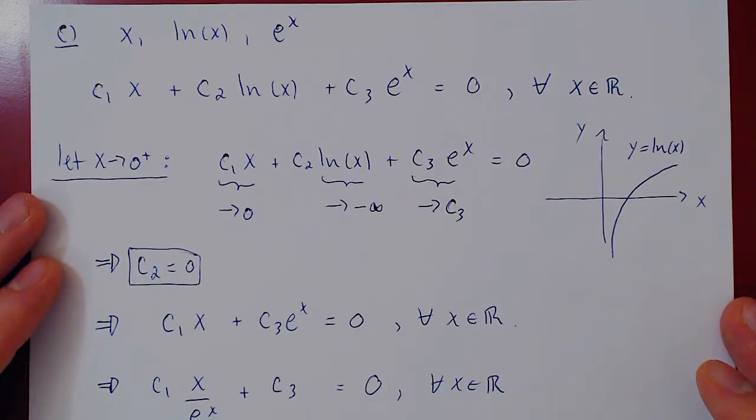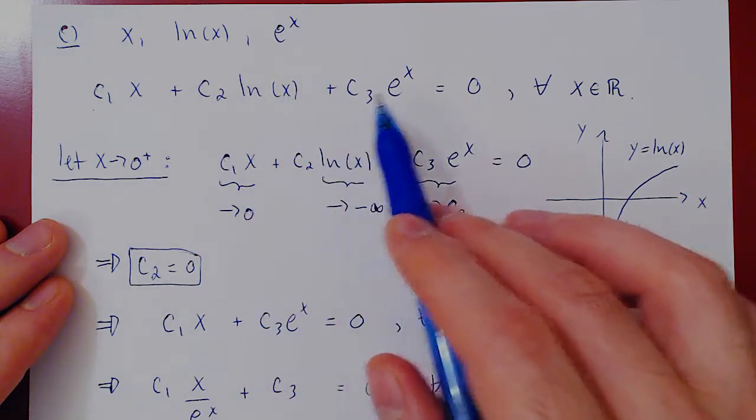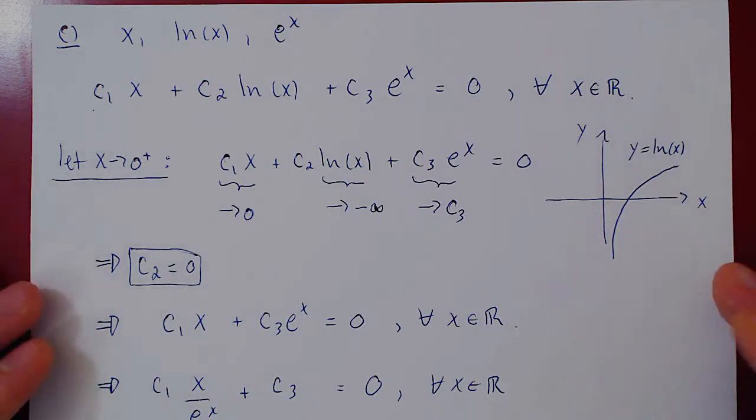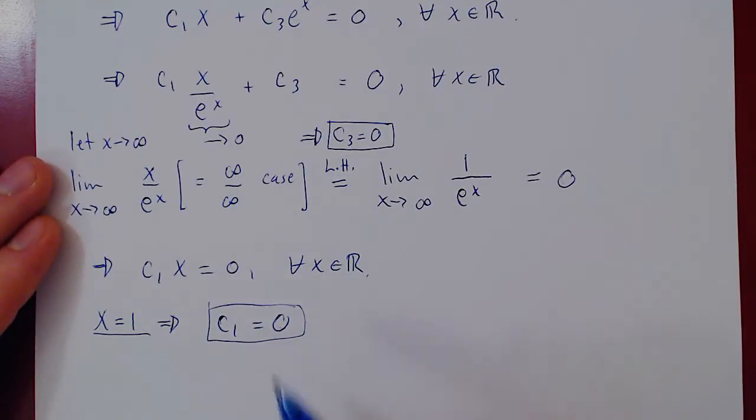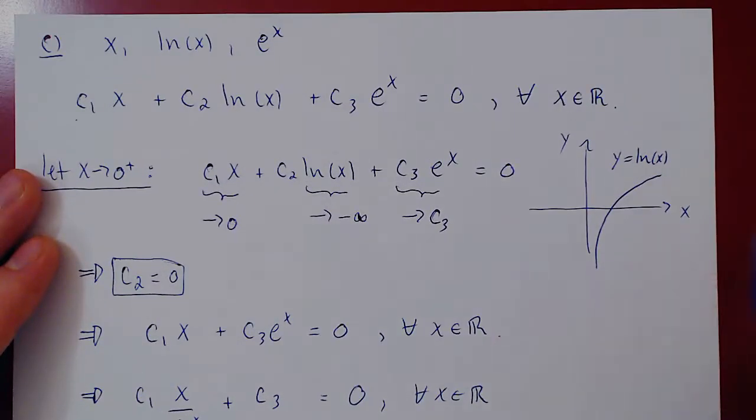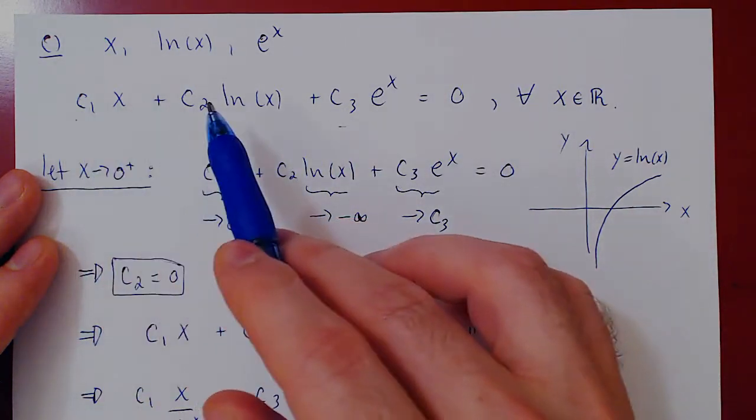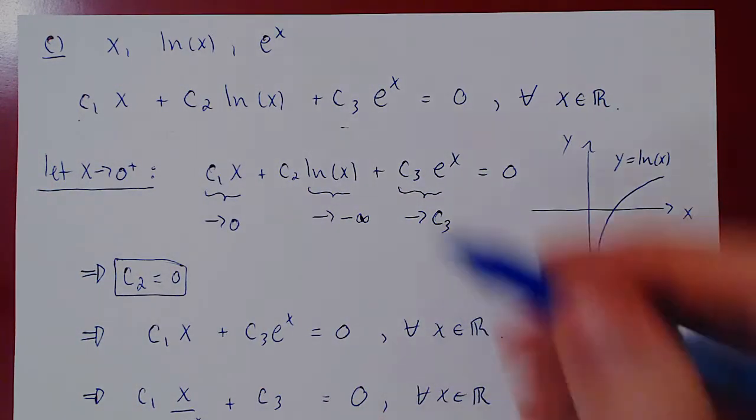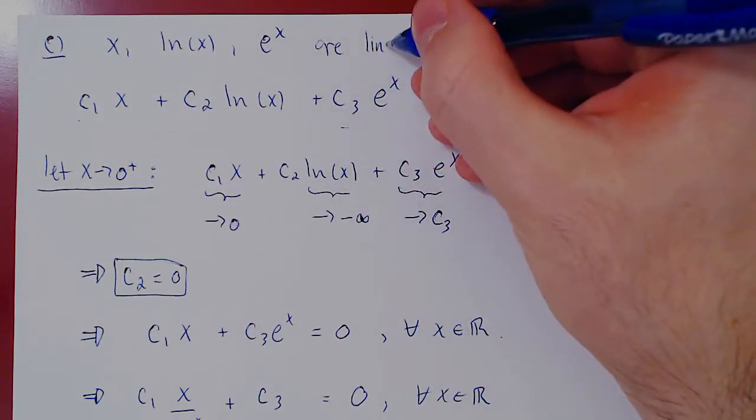And so if you go back, we had a linear combination with three coefficients, c1 times x plus c2 times ln of x plus c3 times e to the x being equal to 0. This was true for all real values of x, and we proved that c2 had to be 0, c3 had to be 0, and c1 had to be 0. And so you see, the only possible linear combination that will give 0 is for c1, c2, and c3 to be equal to 0. Therefore, we only have the trivial solution. Therefore, our three elements are linearly independent.